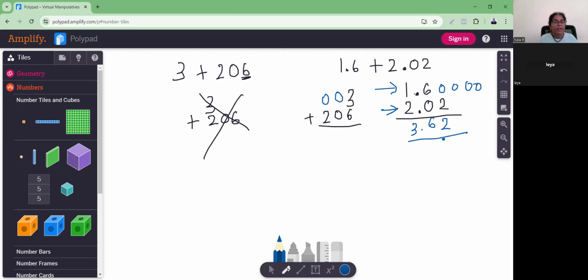This same rule has to be followed for subtraction also. The places should be properly aligned before we do addition or subtraction. Okay. I hope you have understood the basics of decimals and addition and subtraction of decimals.